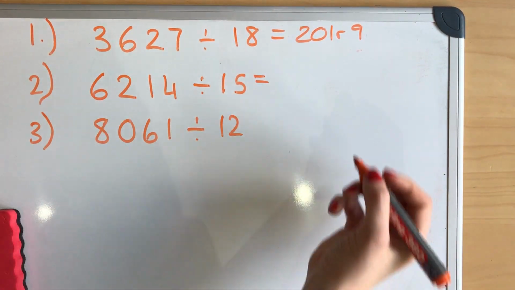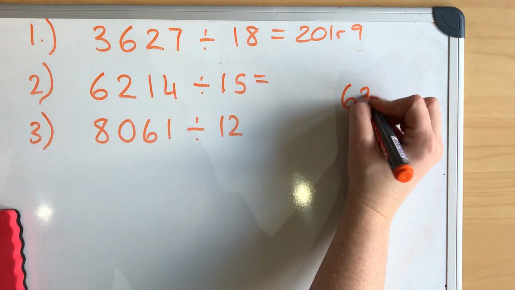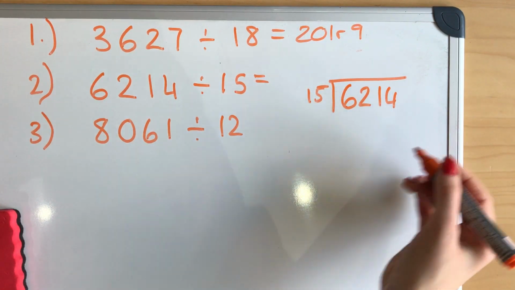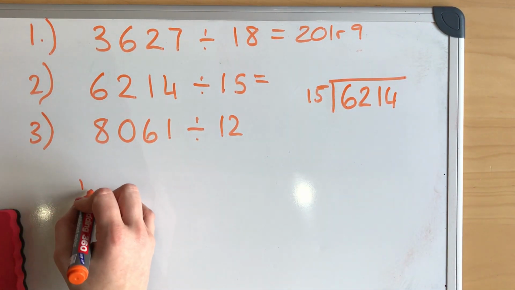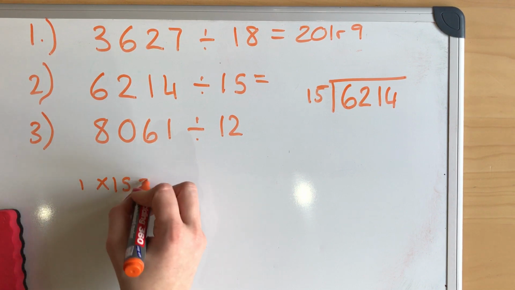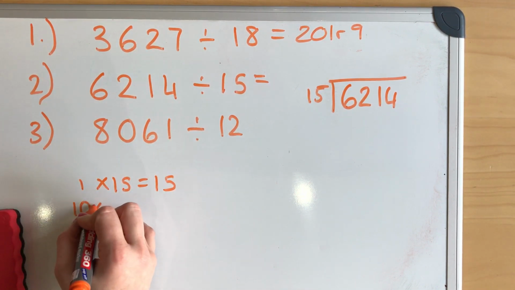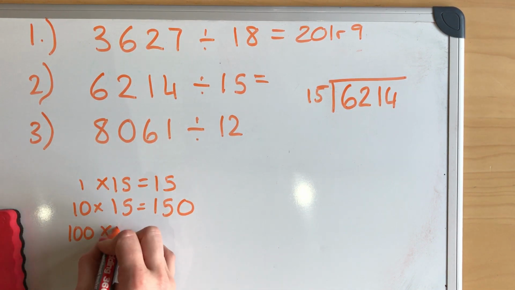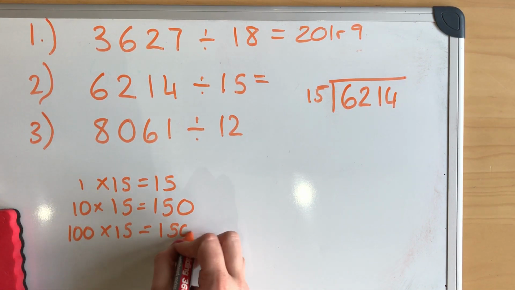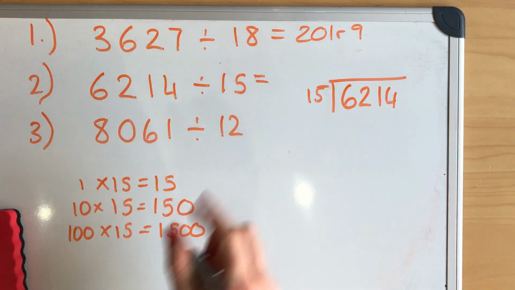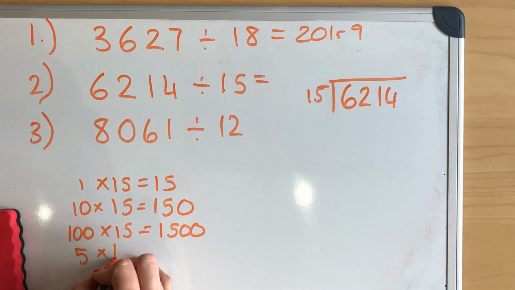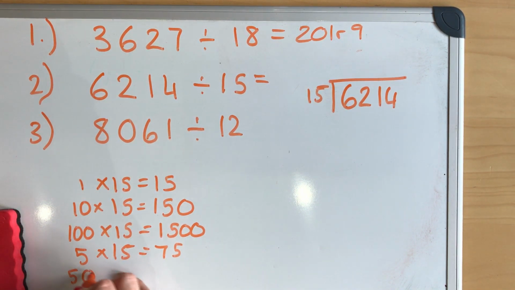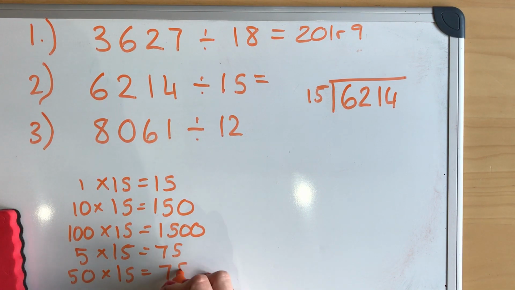Your second one, I'm going to use chunking. So I've got 6,214 divided by 15. So I know 1 multiplied by 15 gives me 15. 10 would be 150. 100 would be 1,500. 1,000 would be too much to fit in here. So 5 will give me 75. And 50 will give me 750.